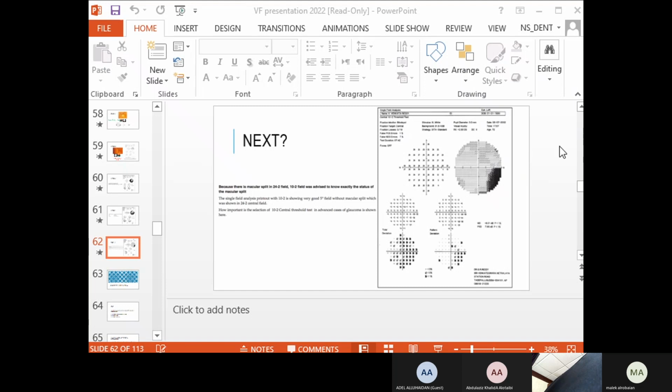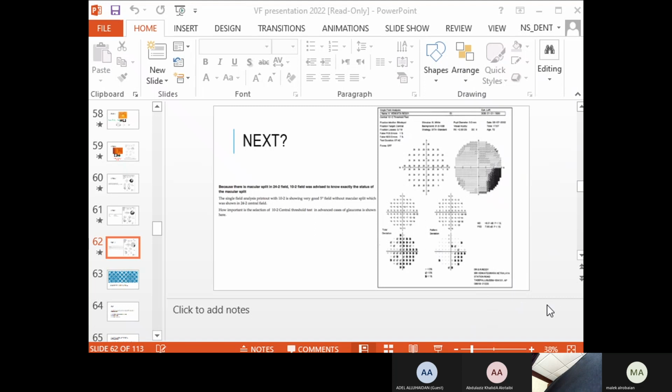So, what does it show? The grayscale is showing superior defects, with a nasal step. Next, where do you go? I'll go to the total deviation plot and the pattern deviation. And what do you see then? Showing the same, mainly a superior arcuate defect. And the pattern deviation is going with that as well.